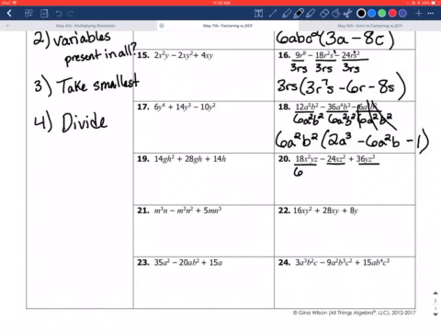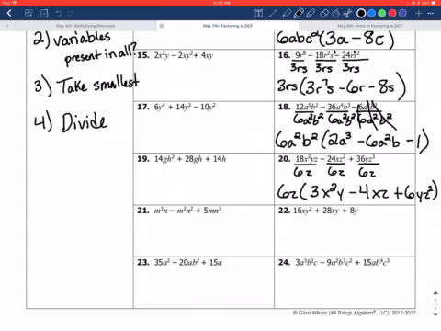For number 20, all of these are divisible by 9. No, 6. We do have an x. Oh, no, we do not have an x in this term, so we can't do that one. Do we have a y in all terms? No, we don't have a y in the middle one, but we do have a z in all terms, and that z is just to the first power. So that will be 6z, parentheses, 3x squared y minus 4xz plus 6yz squared.